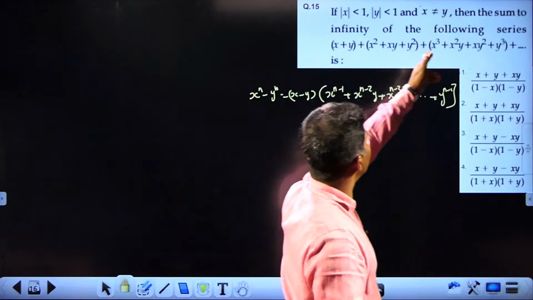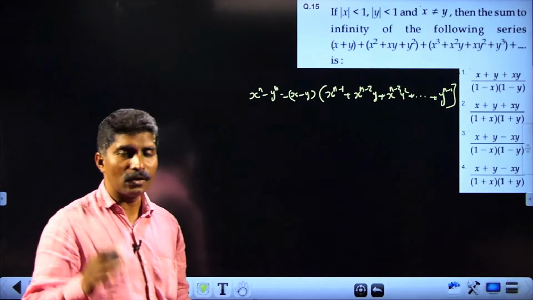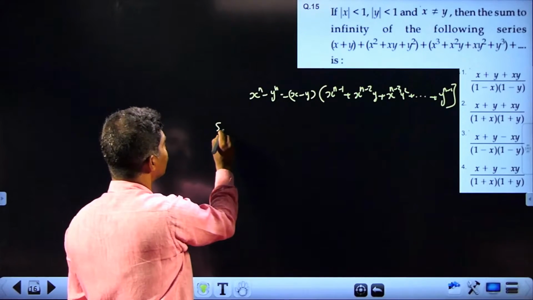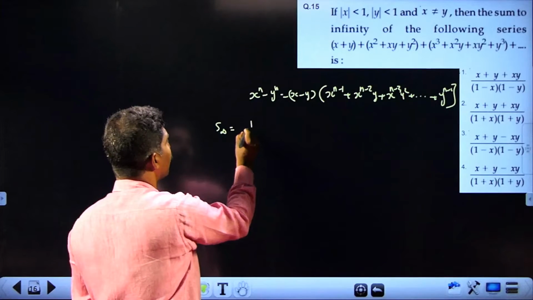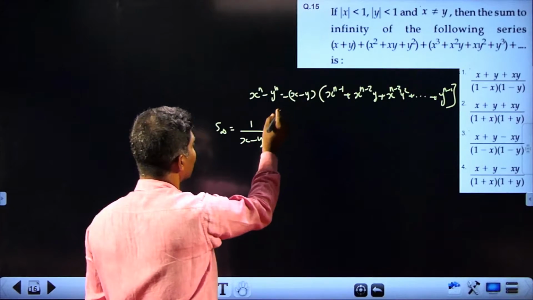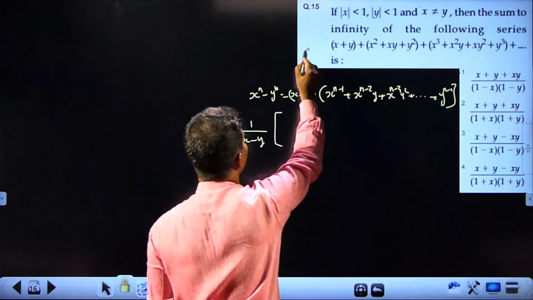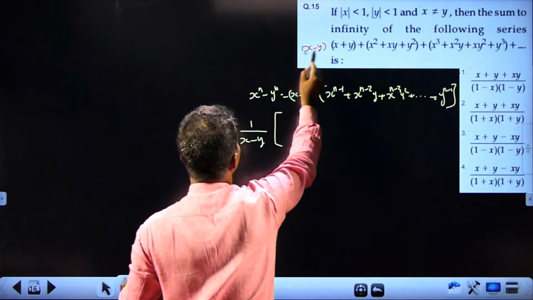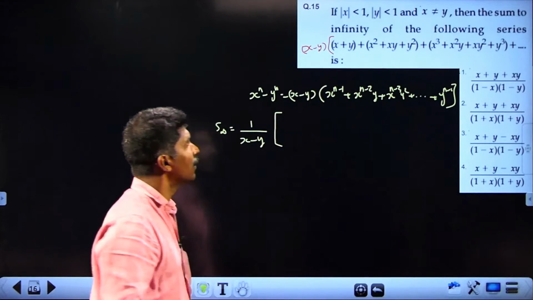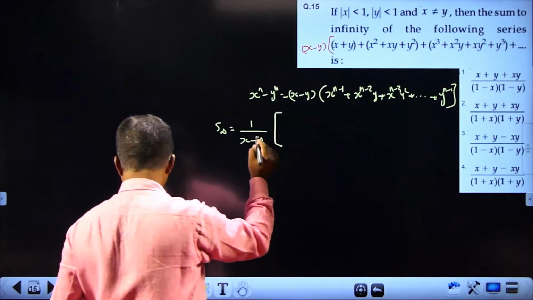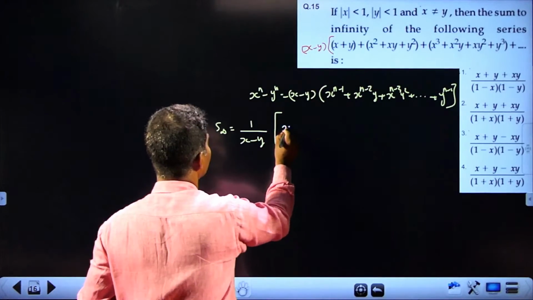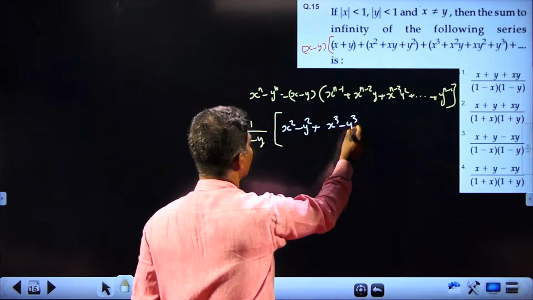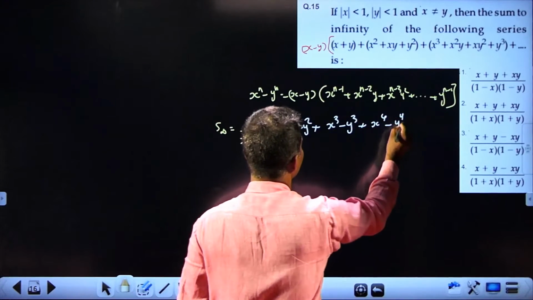Unfortunately, here there is no x minus y. All the other terms are there. So what will you do? Multiply and divide. So I will write s infinity is equal to, dividing by x minus y, because there is no x minus y, into x minus y. You are going to multiply every term by x minus y. You just remember you are multiplying each term by x minus y. What is the first term? First term is x square minus y square. What is the second term? x cube minus y cube plus x raised to 4 minus y raised to 4 plus etc.